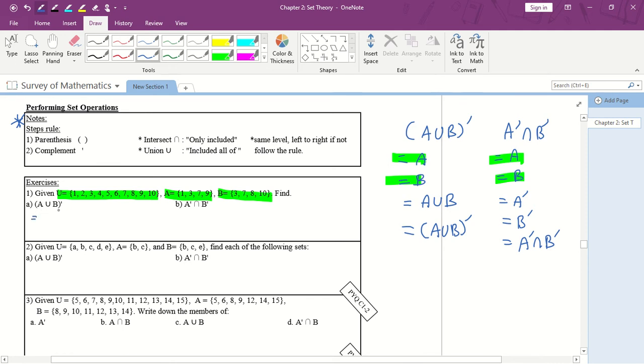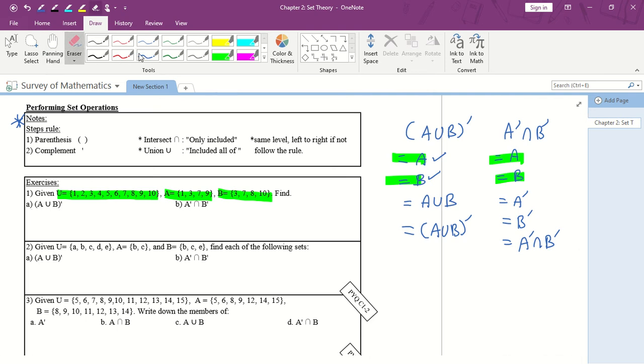So for this kind of question, just don't worry first, okay? We'll do the things inside the parenthesis first. A union B. So look at here, A union B complement. A is given, B is given. So what you need to do is find A union B first, then you find the complement of A union B.